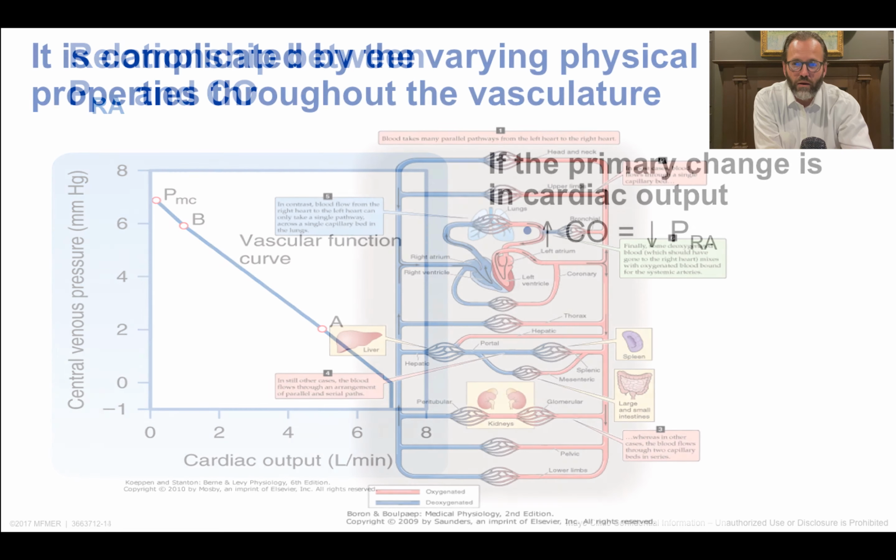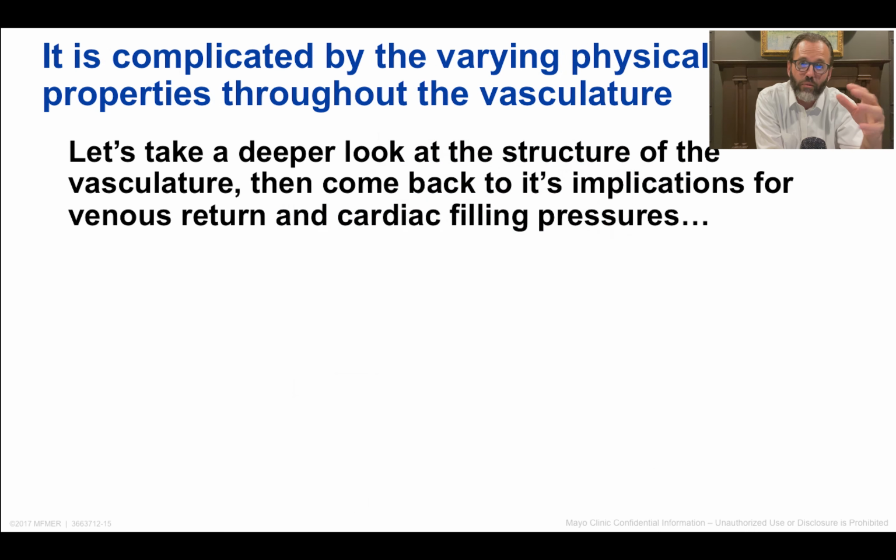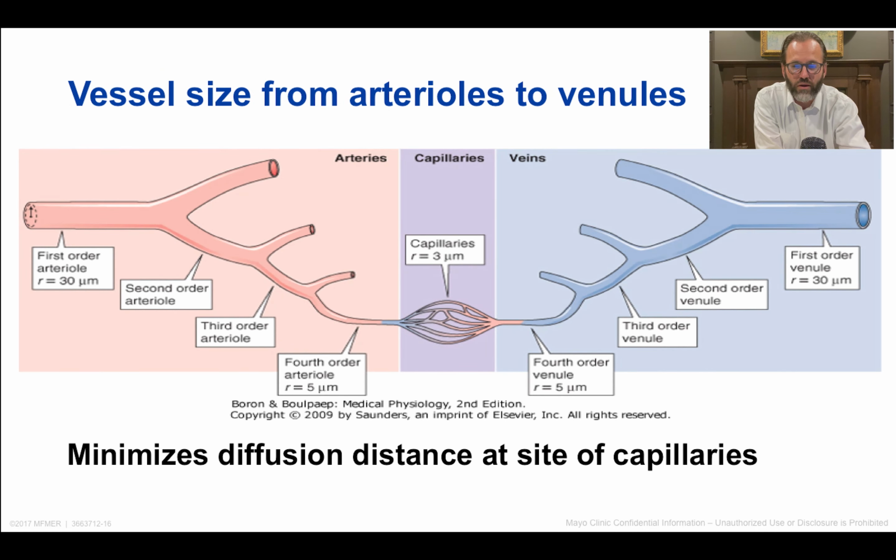Okay. So, of course, this whole interrelationship between right atrial pressure and the net effect on venous return and/or cardiac output is complicated by the varying structures throughout the vasculature. And so at this point, we're going to take a deeper look at some of the structures within the vasculature, how they function in ways that have implications for the central circulation. And then we'll come back to venous return and cardiac filling pressures in more depth.